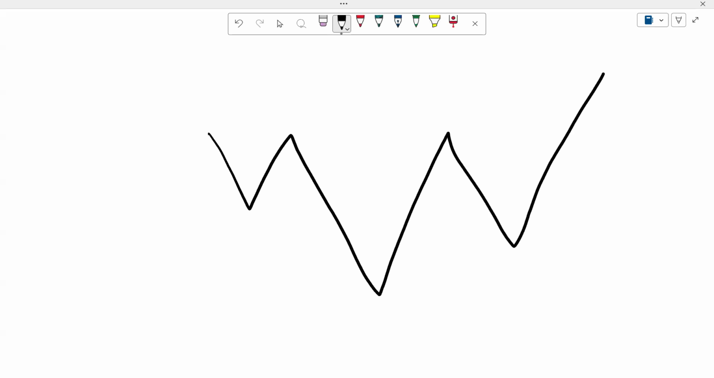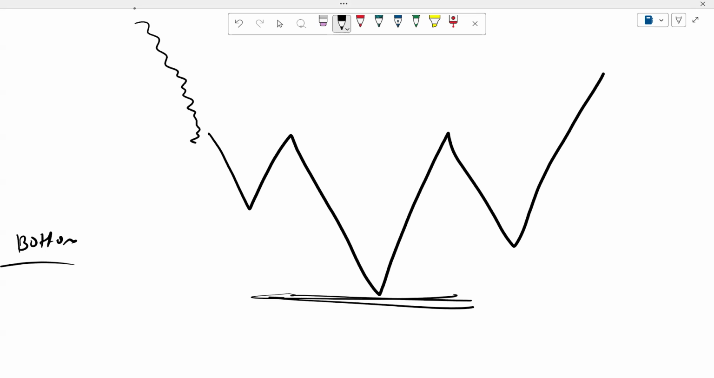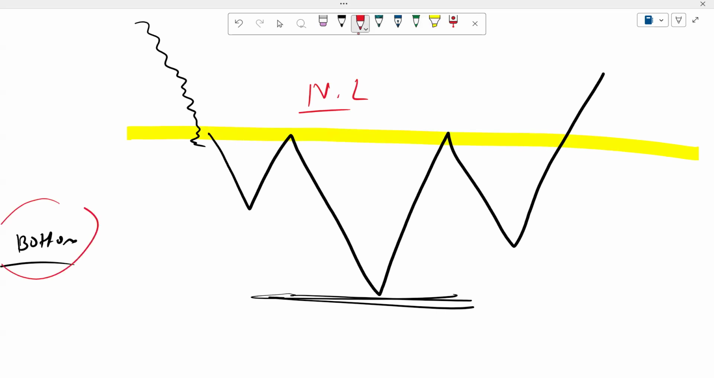If you see this inverse head and shoulder, it will be the bottom reversal, right? I told you, this is your bottom reversal. The market has reversed from here at this point. The market is continuously coming down and down and down, and it formed this pattern. This is your neckline. If you observe this inverse head and shoulder bottom pattern at the bottom, you can go long.